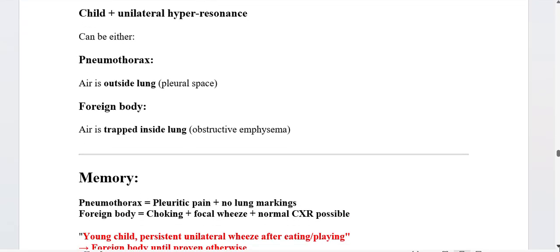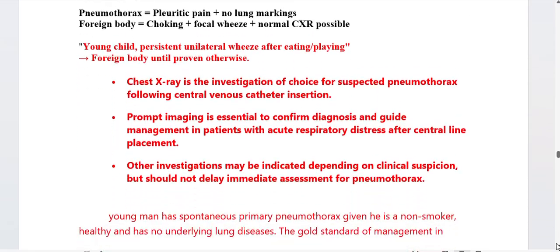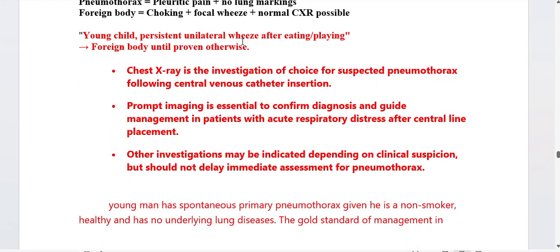A child with unilateral hyperresonance can have either pneumothorax or a foreign body. Air is trapped inside the lung, obstructive emphysema, versus air in the pleural space. Young child with persistent unilateral wheeze after eating or playing: foreign body until proven otherwise. Chest X-ray is the investigation of choice for suspecting pneumothorax following central venous catheter insertion.